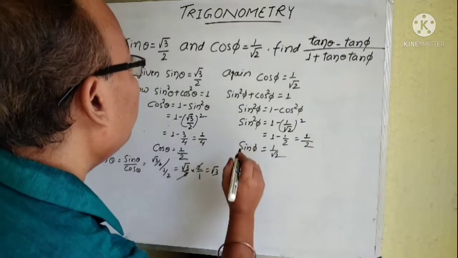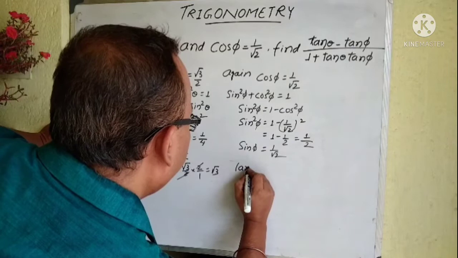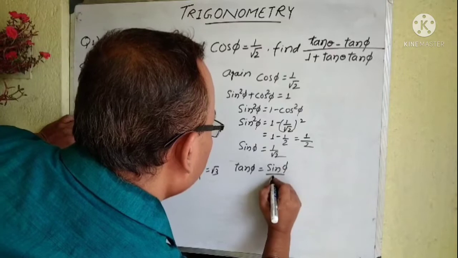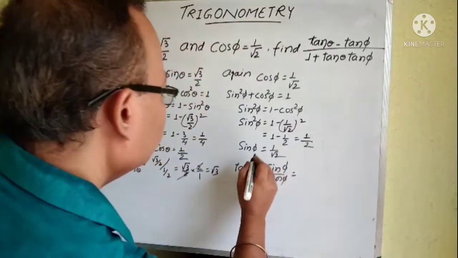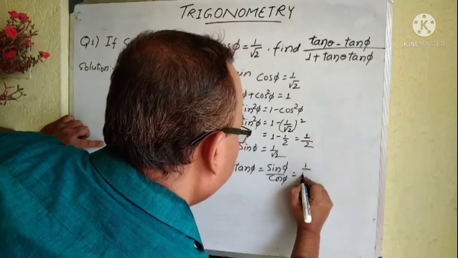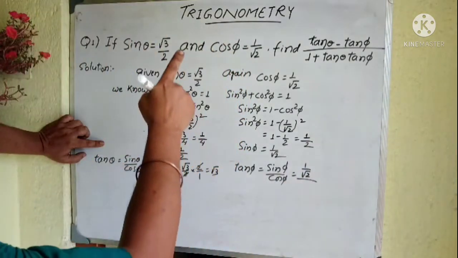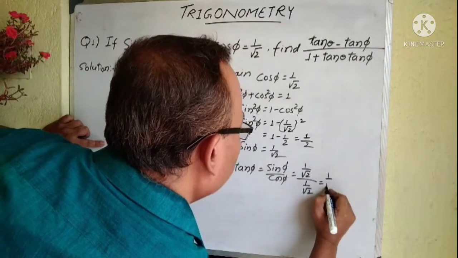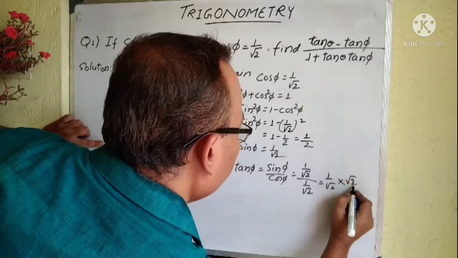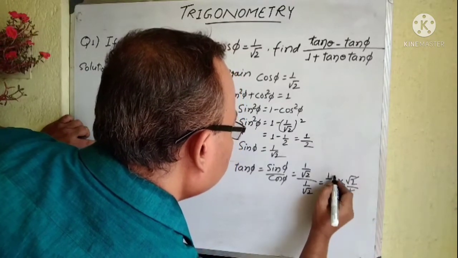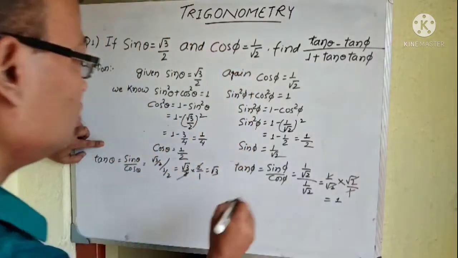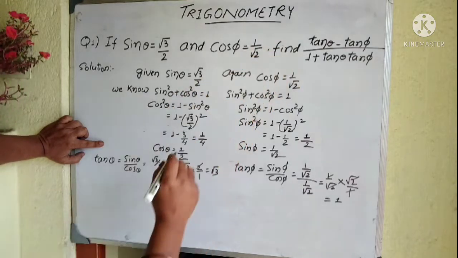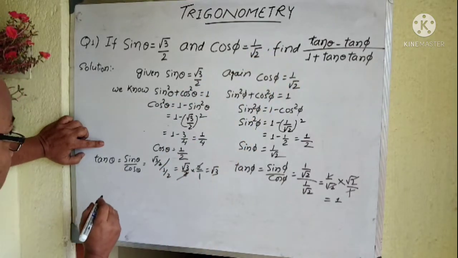Clear? Now again we will find the value of tan phi. Tan phi is sin phi by cos phi. So sin phi we have calculated as 1 by root 2. Cos phi is given as 1 by root 2. So it will be 1 by root 2 into root 2 by 1. So it will get cancelled, which is equal to 1. So tan phi is equal to 1. Understood? Now we will put the value of tan theta minus tan phi by 1 plus tan theta tan phi.